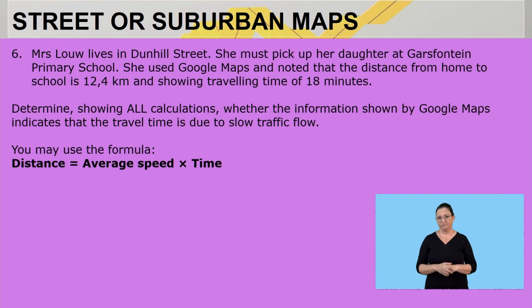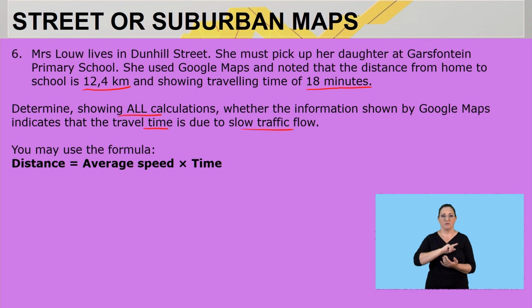All right, so looking at this question, here we can see that the distance is given, and then also the time is given. And the question says, determine, showing all calculations, whether the information given to us by Google Maps indicates that the travel time, right, is due to slow traffic. Okay, so how will I tackle this one? I know what the time is. I know what the distance is. So what do I need to calculate? Speed. We agree, in order to see whether it makes sense.